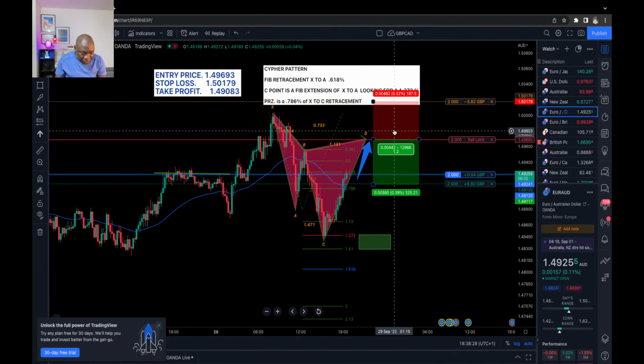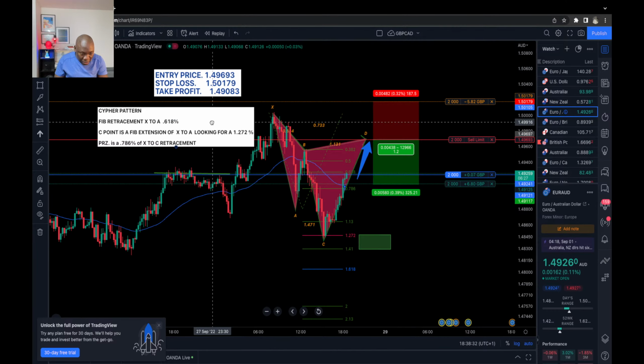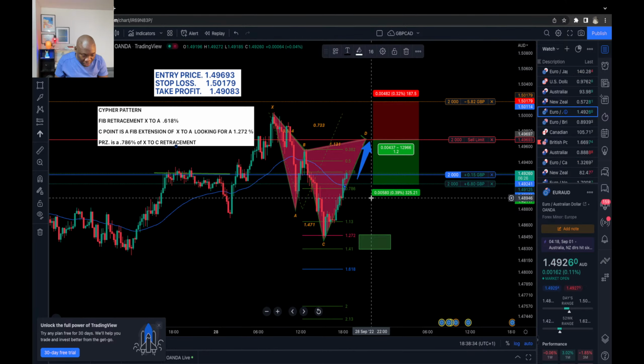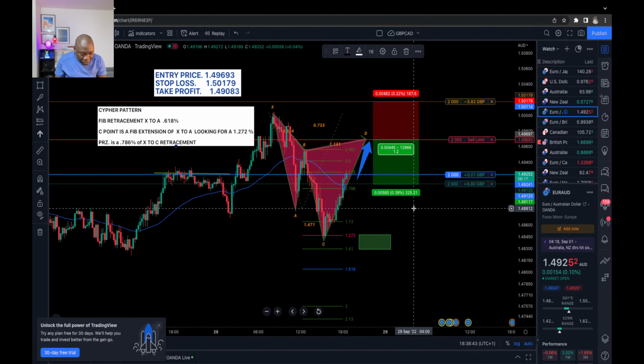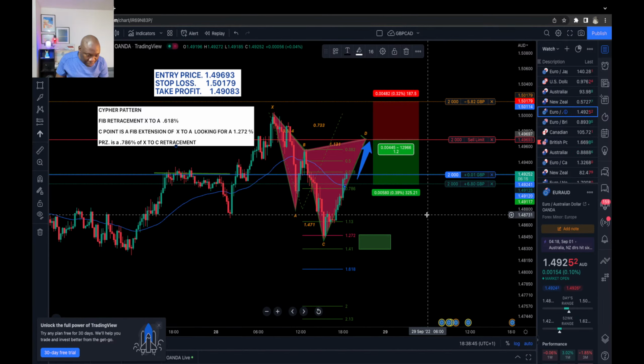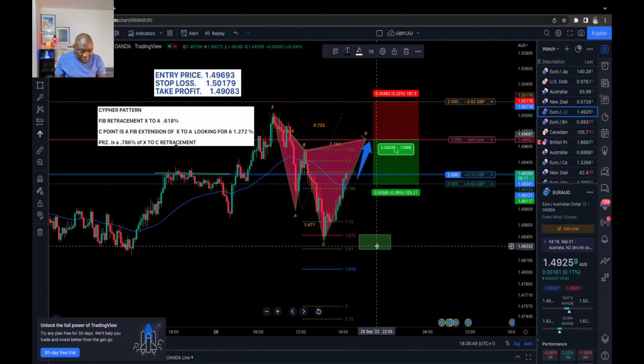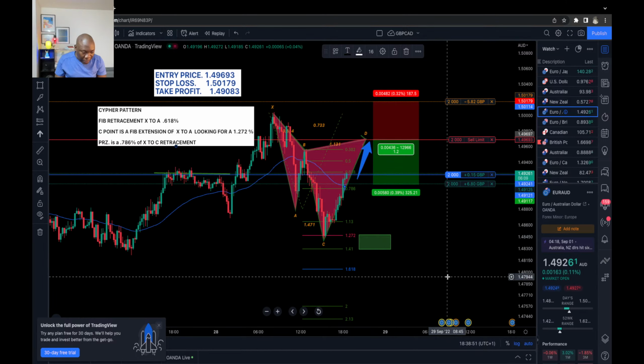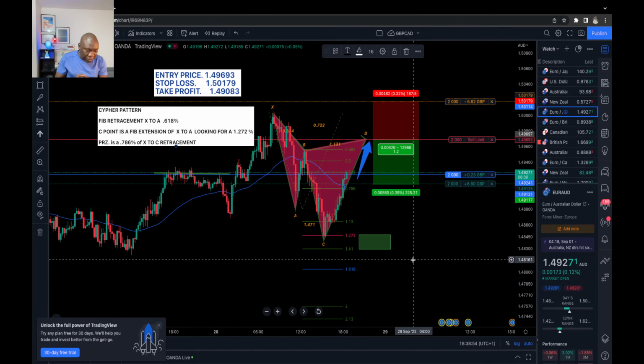Is that a 1 to 2 risk reward? So I'm looking to make about 58 pips, and so that's the risk, 1 to 2 risk reward. So hopefully that'll be the case. So keep watching. Hopefully we'll get some benefit from this.